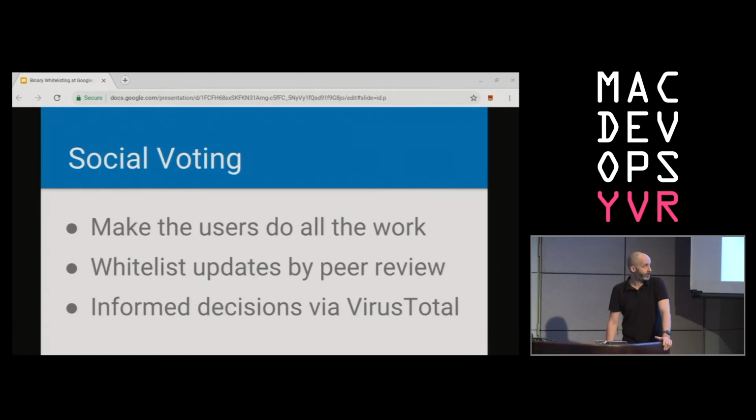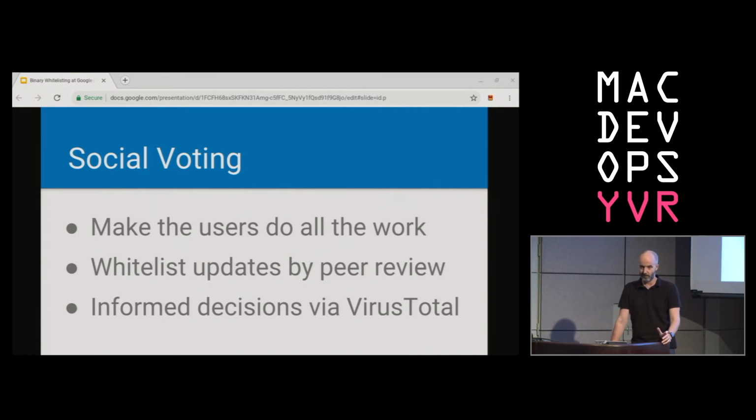So we come up with this approach that we call social voting. And what this does, it takes the principle of a peer review or a code review and applies that to your policy approvals. So instead of scaling up our support staff, we just distribute the workload out among the users.